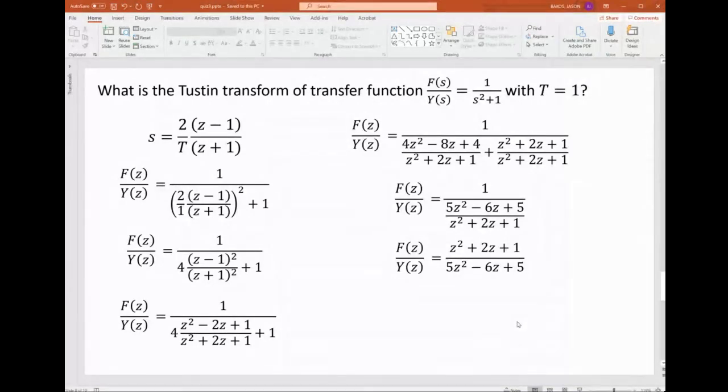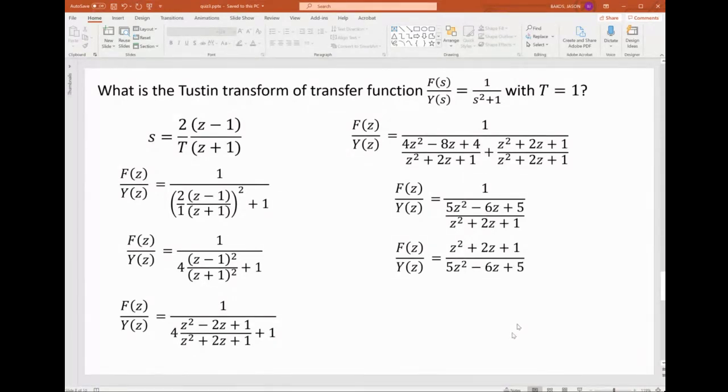You just take the S and put it in. In this case, T is 1. I'll assume a 1 second sample period, so T basically goes away in the equation, and the S will be squared. So we have 2 times z minus 1 divided by z plus 1, squared, and it's just a bunch of algebra at this point. The 2 becomes 4. The z minus 1 squared becomes z squared minus 2z plus 1. The z plus 1 squared is z squared plus 2z plus 1. And then that plus 1 hangs off the end there.